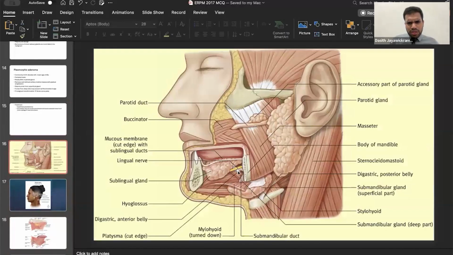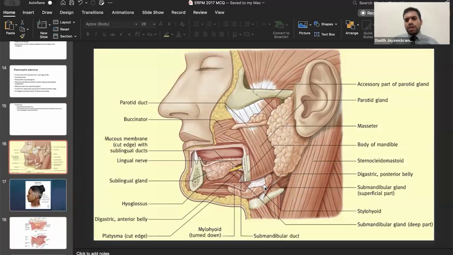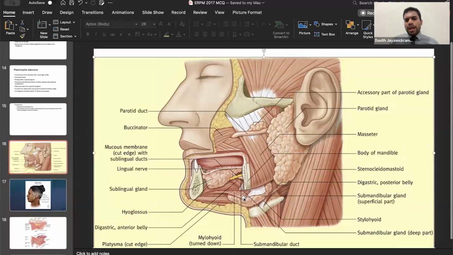So you see, can you see my cursor moving in the image? Yes, sir. Okay. So now this is the submandibular gland. This submandibular gland has 2 parts, separated by the mylohyoid muscle: a superficial part and a deep part. The gland is like a C, it goes along like this. And from the deep part originates the submandibular duct. So this is the submandibular duct.